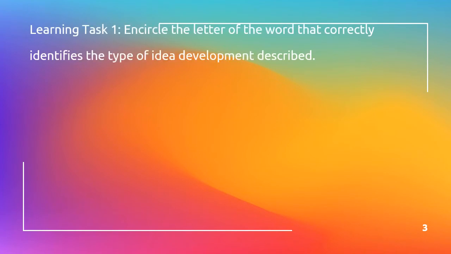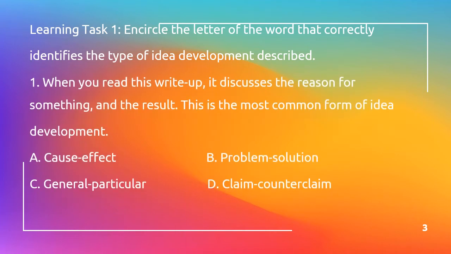Now let's do this learning task 1. So all you need to do is to simply write the letter of the word that correctly identifies the type of idea development described. No need to encircle, okay? So using your pen and paper, just simply write the letter of the word that correctly identifies the type of idea development described. Okay, so let's begin. Number 1.